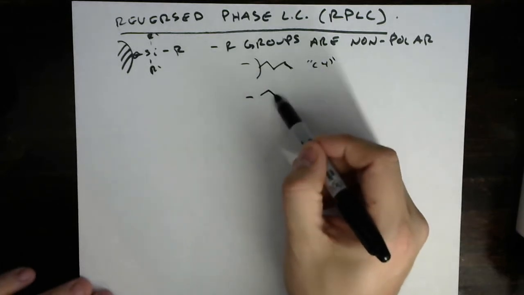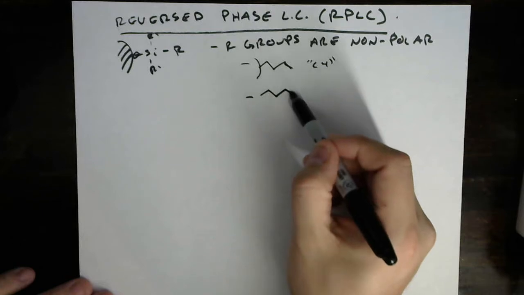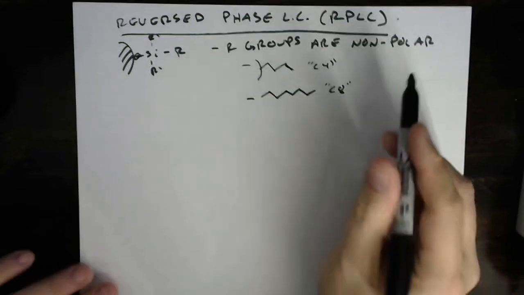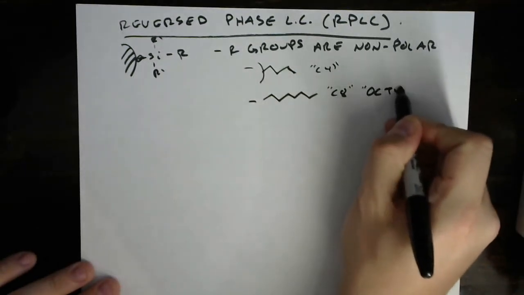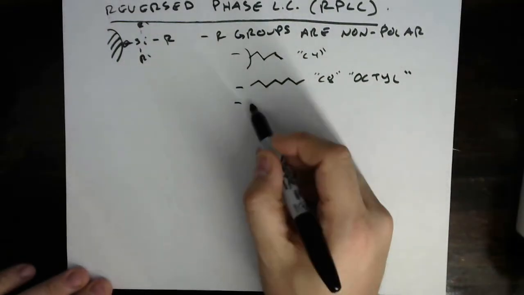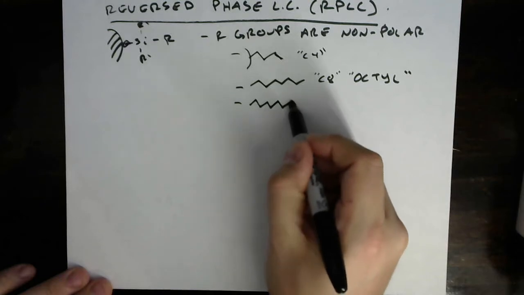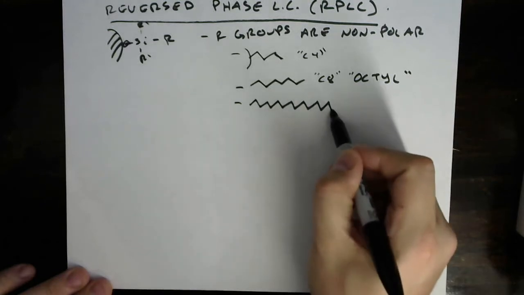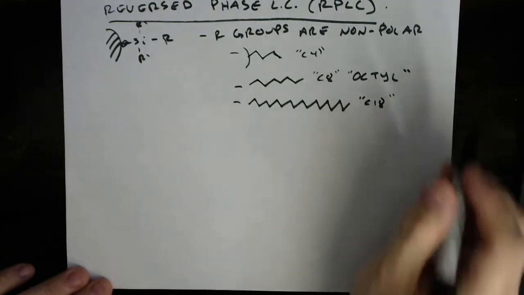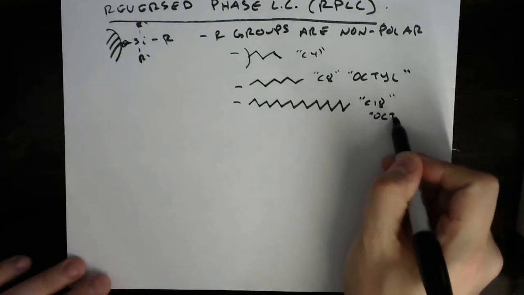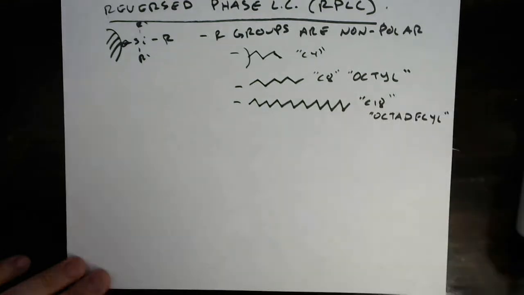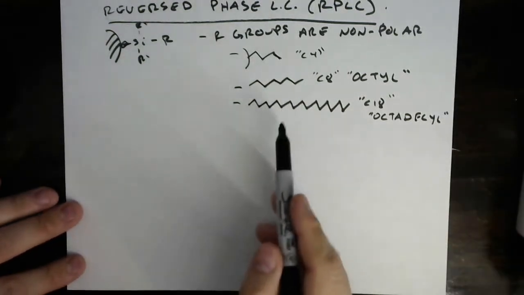1, 2, 3, 4, 5, 6, 7, 8. This is a C8 stationary phase. Sometimes it's called octyl, an octyl stationary phase. Here comes the fun one. That's 1, 2, 3, 4, 5, 6, 7, 8, 9, 10, 11, 12, 13, 14, 15, 16, 17, 18. C18, super common. This is octadecyl, an octadecyl column.